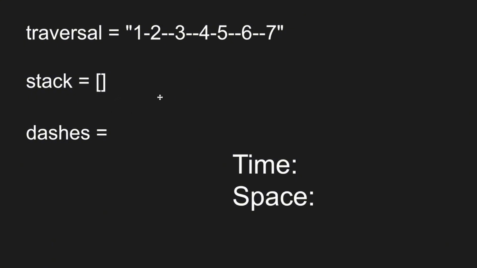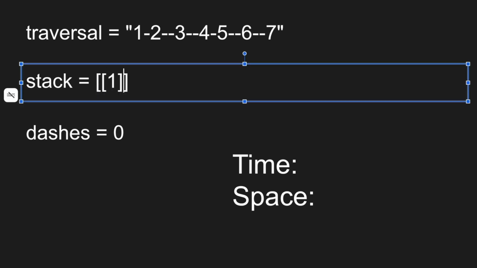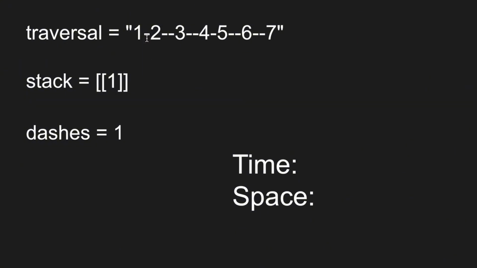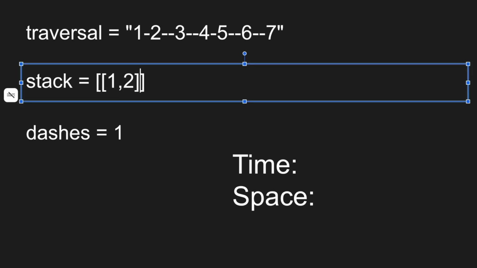So let's go over this example right now. So in the beginning, it's an empty stack and the number of dashes is 0. So we just add 1 to the stack as the root node. And now the number is 2 and it has 1 dash before, as seen over here. And since 1 doesn't have a left, we add it to the left. And at each iteration, we need to append the current node, so 2.